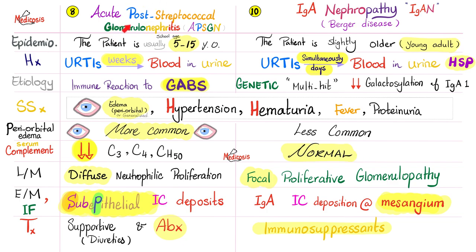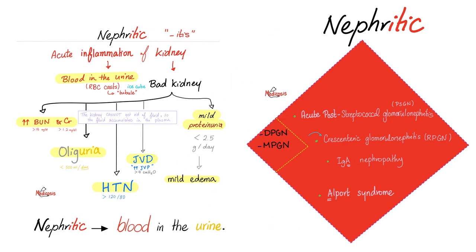By light microscopy, acute post-streptococcal is a diffuse involvement of your kidney, but IgA nephropathy is focal. Electron microscopy, subepithelial immune complex deposits, but in IgA nephropathy, they are in the mesangium, not subepithelial. Treatment of acute post-streptococcal is supportive and antibiotics, but in IgA nephropathy, we use immunosuppressants. Antibacterials, anti-immunity. When everything hits the fan, dialysis. Here is nephritic syndrome. Pause and review.